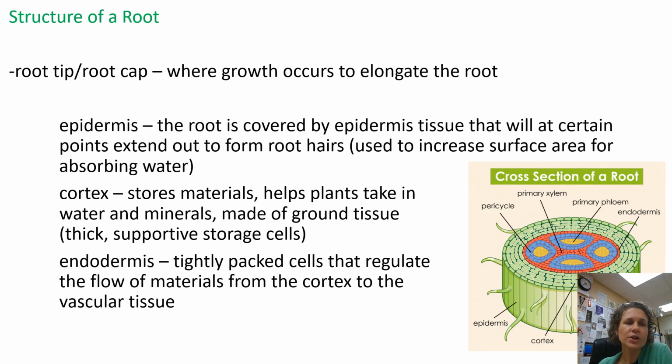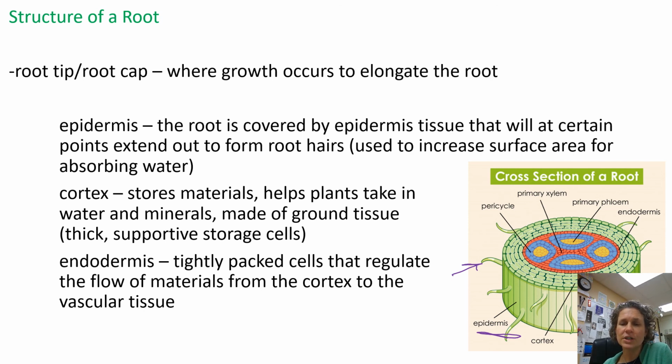Okay, last thing, structure of a root. You've got the tip of the root cap, and this is where it grows. Then you have the layers, like we've already talked about. The root is covered in epidermis tissue, and at certain points it will extend out to form root hairs, which are all these little hairs. This helps increase surface area, helping the plant absorb more water. Remember, in a lot of plants you have fungus attached to those root hairs, and it increases the surface area even more, so more water is absorbed.